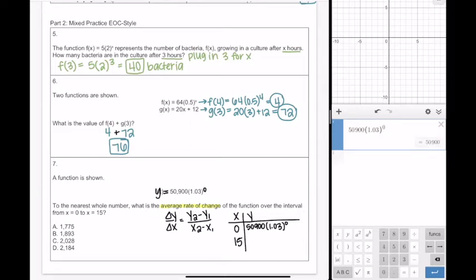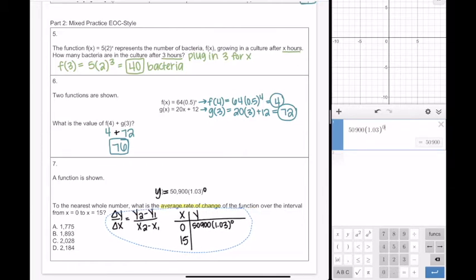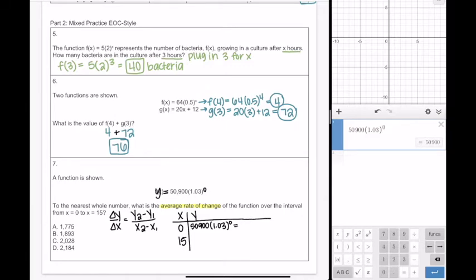All right, now there's something special about raising something to the power of 0. It's always equal to 1. So that actually simplifies to just be 50,900. I'm going to move this over so we have a little more space to write. Okay, so that's our y when x is 0.